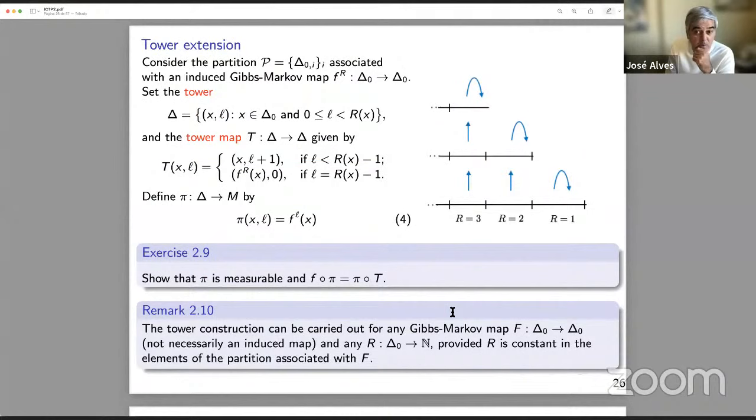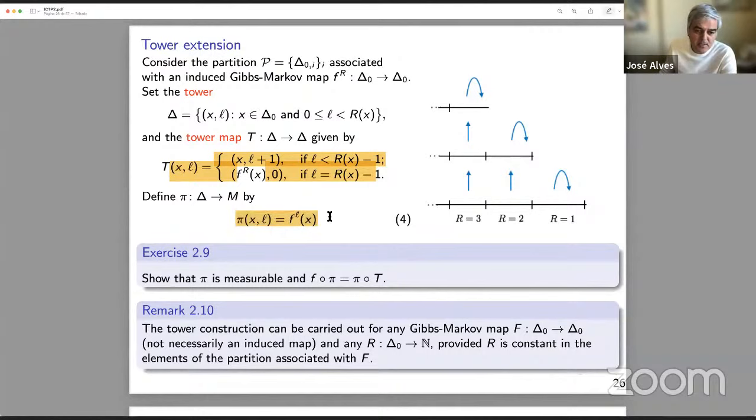We have the domain of the induced map in the base of the tower. We have the return times, and we build this object considering higher levels until we reach the recurrence time minus one, in the way described here. And this is the new dynamics. The dynamics is only interesting when we reach the top, the roof of the tower. In that moment, we come back to the base with the induced map that we had before for the original system. And for the other points, the dynamics is simply going up. So it's an upward translation.